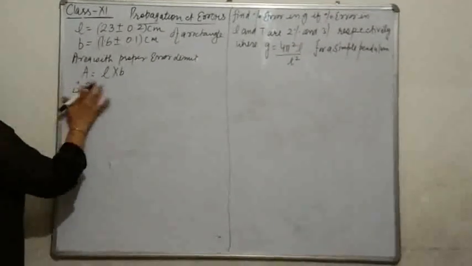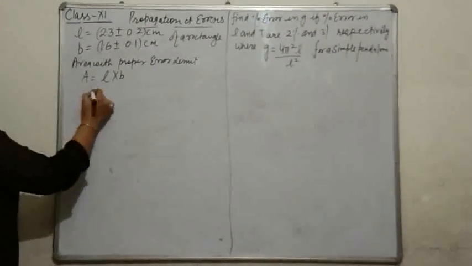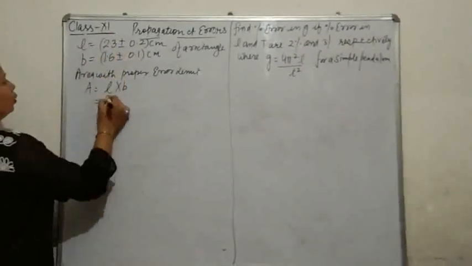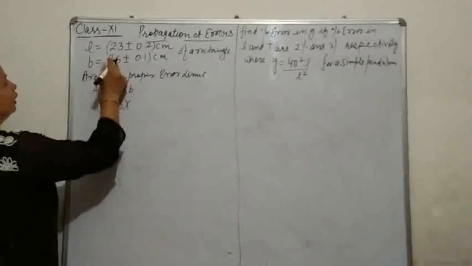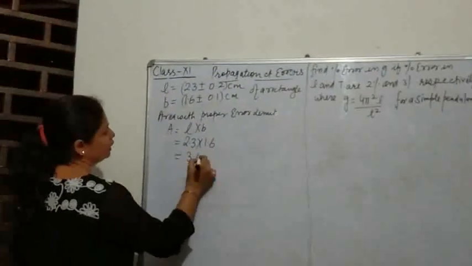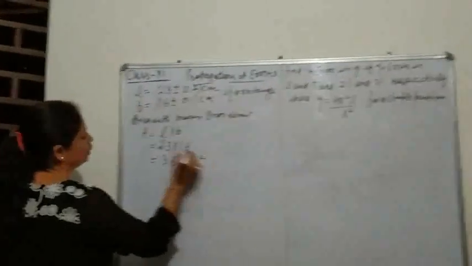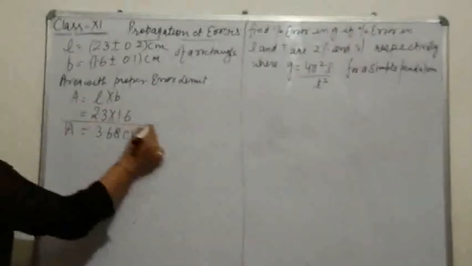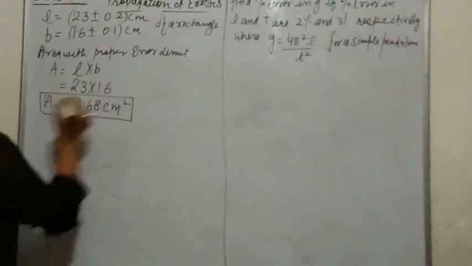firstly let us calculate what A is without considering error. A is equal to length 2.3 into breadth 1.6. Multiplying these two, we will get 3.68, that is centimeter square, because it is given in centimeter each. Okay. Now, we have calculated the area without considering its error section.